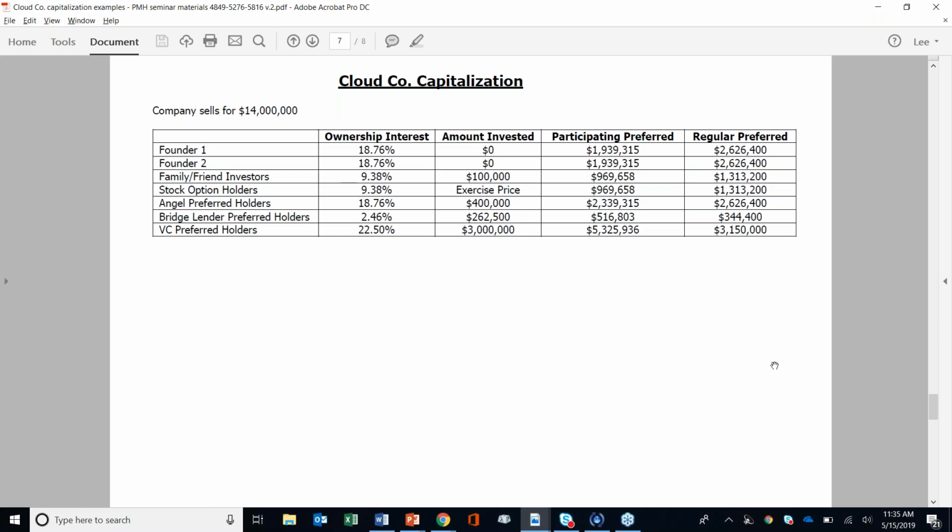The angel preferred holders, their bump is different because they get their money back and then they participate in what's left over. And just based upon the economics of that, their actual money goes down a little bit because they're getting their money back at $400,000. The VC3 preferred holders are getting their money back of $3 million. And so you can see the effect that it has on everyone.